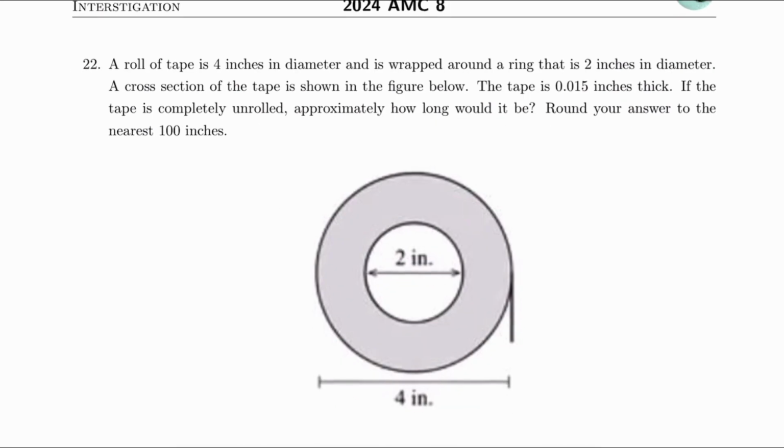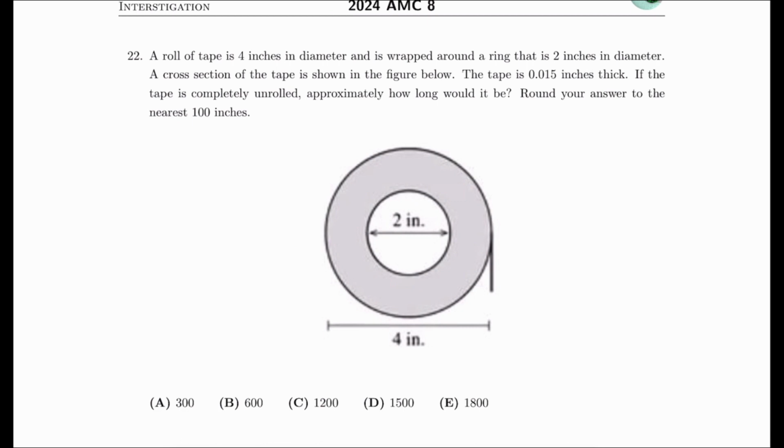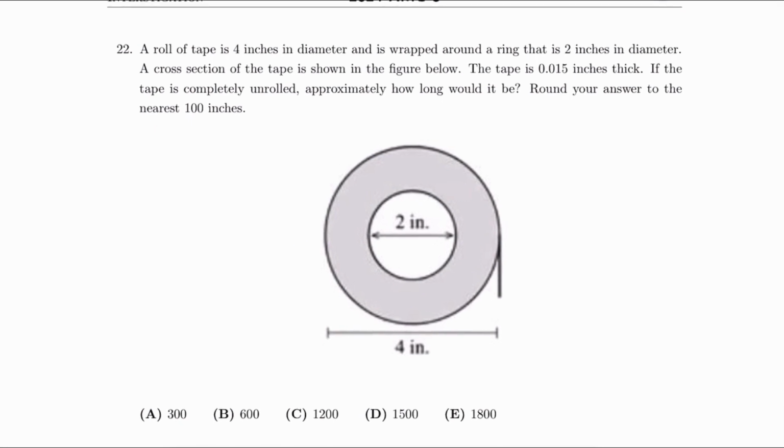Number 22 says, a roll of tape is 4 inches in diameter and is wrapped around a ring that is 2 inches in diameter. A cross-section of the tape is shown in the figure below. The tape is 0.015 inches thick. If the tape is completely unrolled, approximately how long would it be? Round your answer to the nearest 100 inches. So what we are looking at here is that this thickness is 0.015 inches, and we want to find how long the tape would be if completely unrolled.